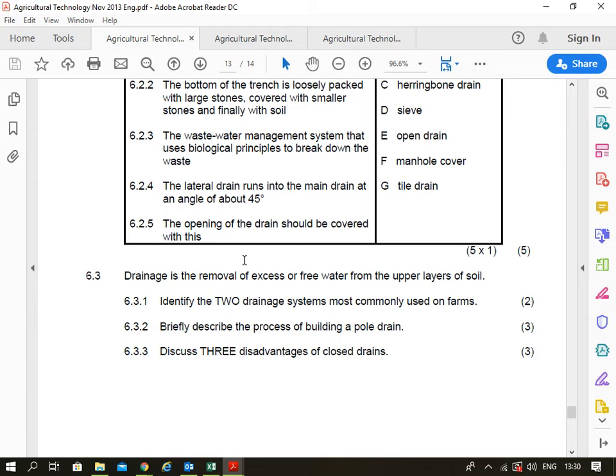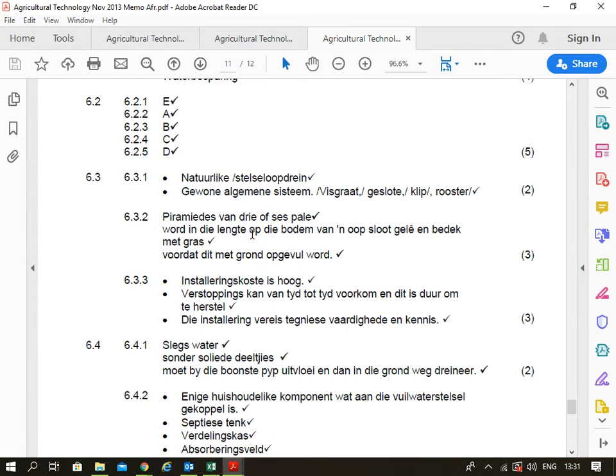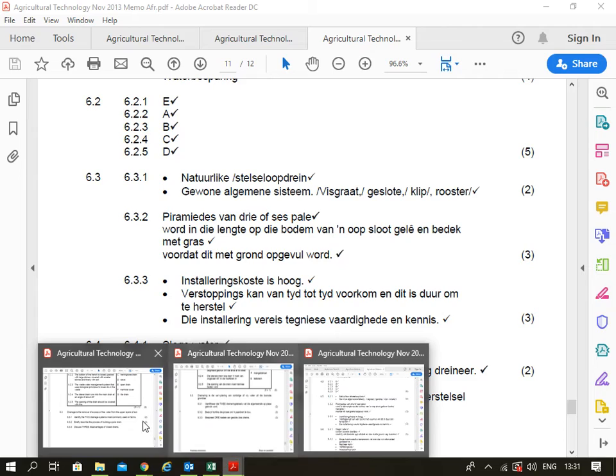Briefly describe the process of building a pole drain. Beskryf kortliks die proses om 'n paaldrein te bou. Right, boys, rustig. Piramides van 3 of 6 pale, pyramids of 3 to 6 posts, word in die lengte van die bodem van 'n oop sloot gelê en bedek met gras voordat die grond opgevul word. So we put this in an open trench covered with grass before we fill this hole. Dis 'n paaldrein. Julle gaan hom nie sommer in julle boeke kry nie.